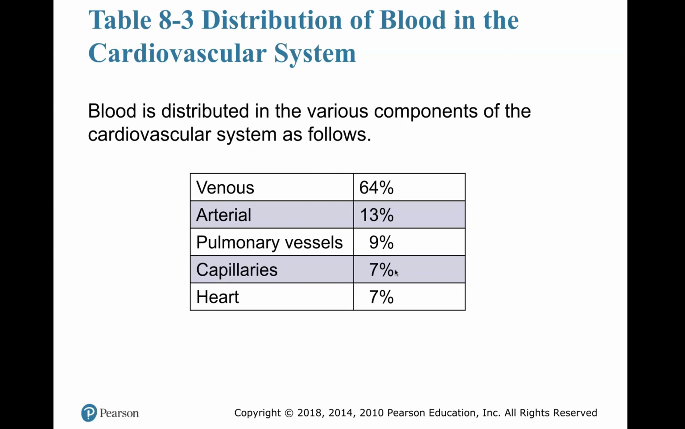All right, blood is distributed in the various components of the cardiovascular system as follows. Venous blood is 64%, arterial is 13%, pulmonary vessels 9%, capillary 7%, and 7% in the heart.